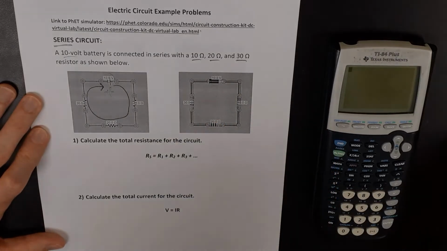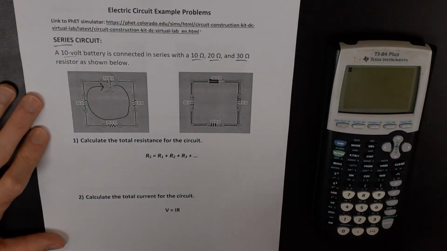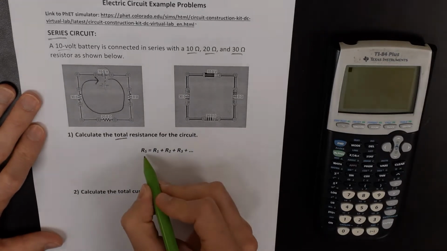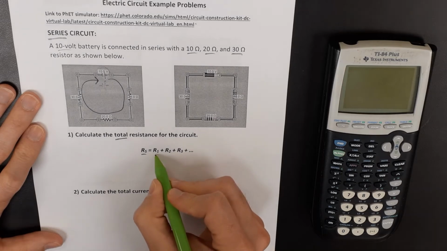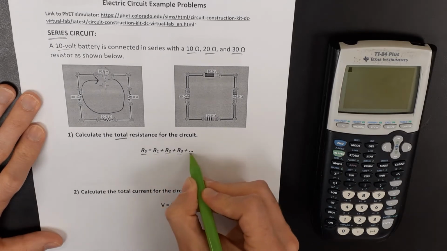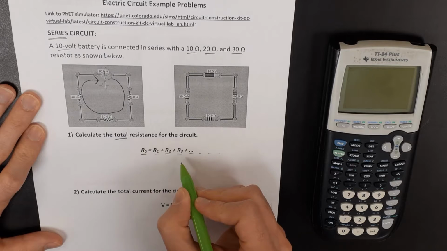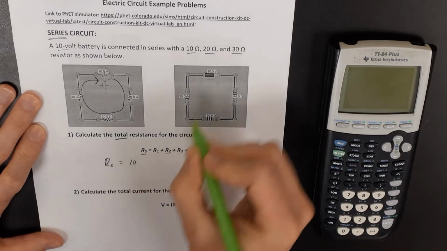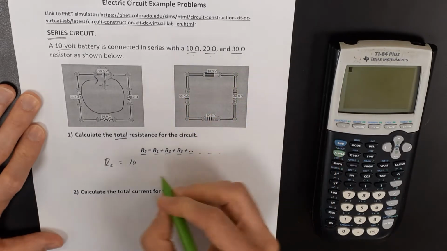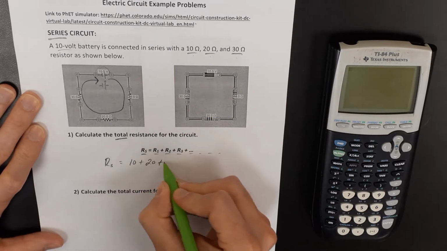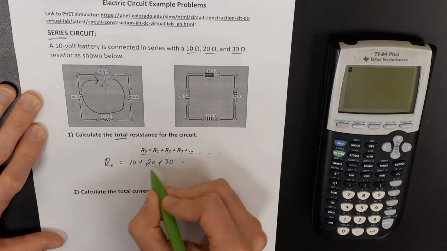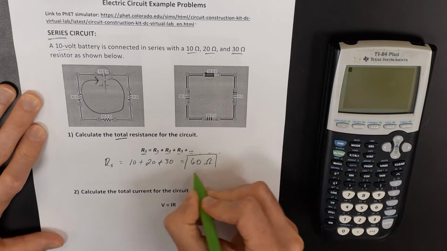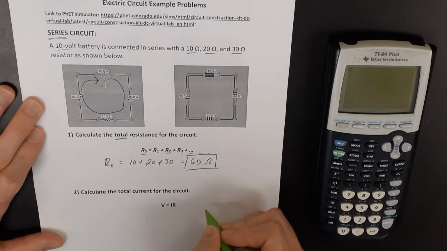First question is, let's calculate the equivalent or the total resistance for this circuit. When resistors are in series, we take all those resistors, however many there are, and add them all together. So we want to add up the 10, the 20, and the 30 ohms. 10 plus 20 plus 30 gives a total resistance of 60 ohms.